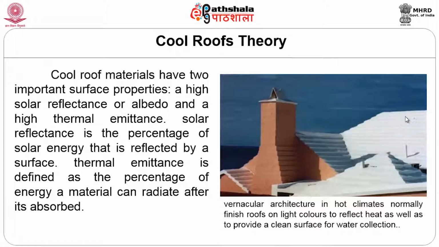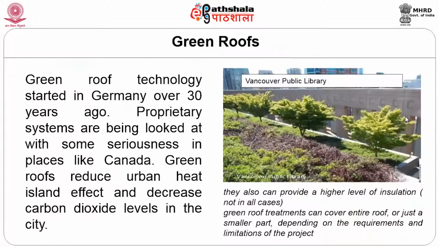So number one, there should be a higher solar reflectance and it should have high thermal emittance. Solar reflectance is the percentage of solar energy that is reflected by a surface. Thermal emittance is defined as the percentage of energy a material can radiate after it has absorbed it.